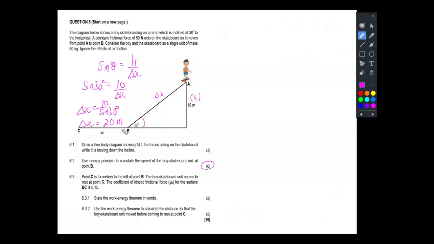Remember, as you are watching these videos, you are having your notebook and pen and you are doing these questions along with me, so that you are not just watching the videos, but then you are proactive and gaining something, right? So, okay, now we must calculate the speed of the boy skateboard unit at point B.